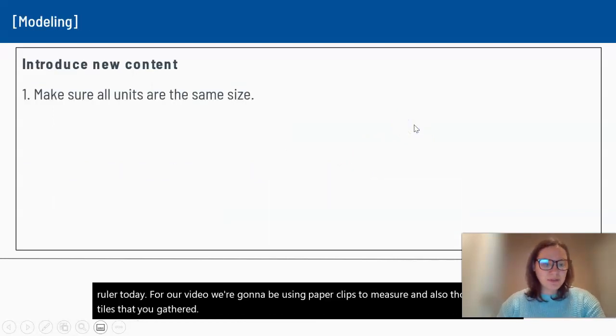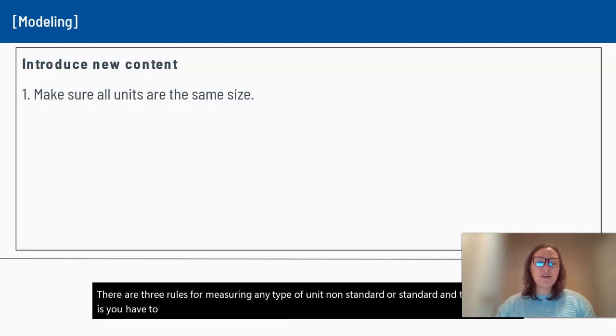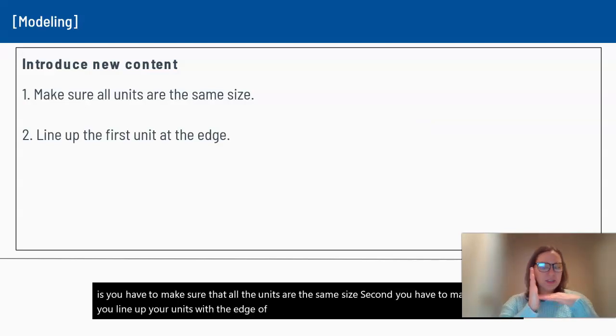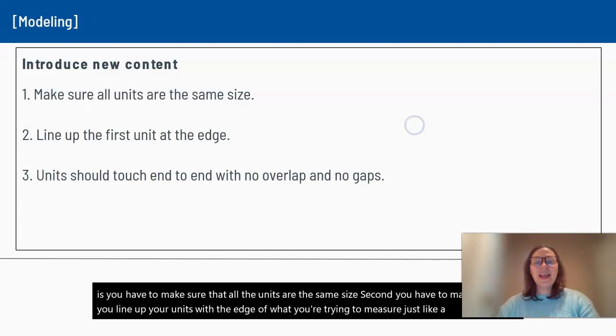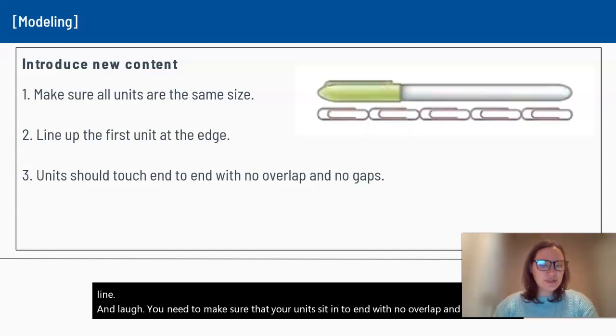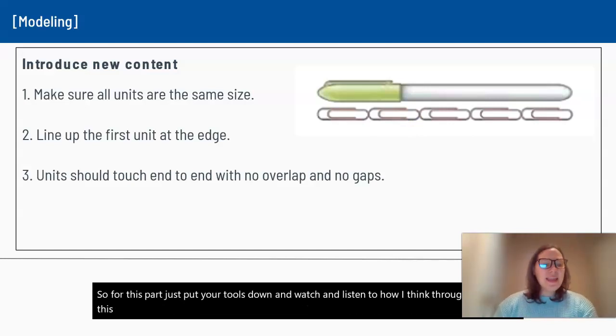Now, there are 3 rules for measuring any type of unit, non-standard or standard. And the first one is you have to make sure that all the units are the same size. Second, you have to make sure that you line up your units with the edge of what you're trying to measure, just like a starting line. And last, you need to make sure that your units sit end to end with no overlap and no gaps. So for this part, just put your tools down and watch and listen to how I think through solving this problem. And then on the next one, you'll get to work with me and we'll use our tools.